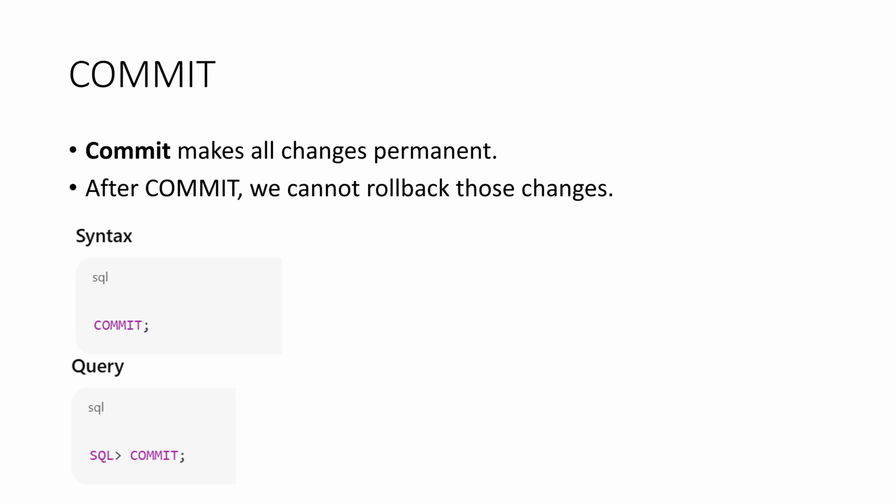Commit. Commit is used to make changes permanent in the database. After using commit, the changes are saved permanently. For example, commit. Once we commit, we cannot roll back those changes. So rollback is used before saving permanently, and commit is used after confirming that the changes are correct.